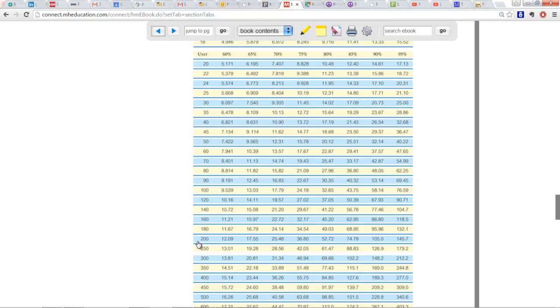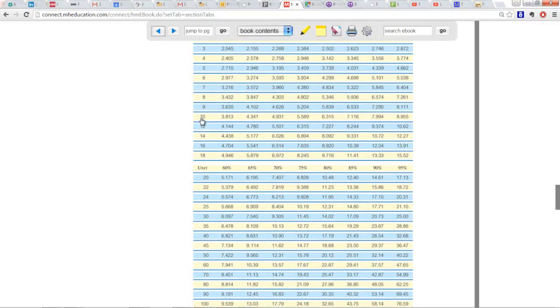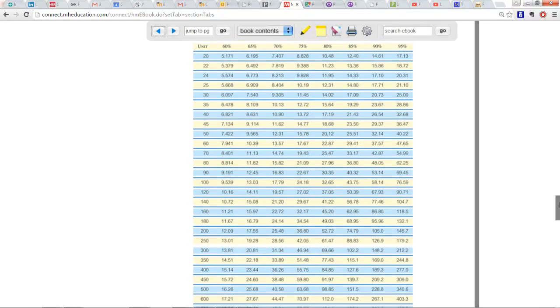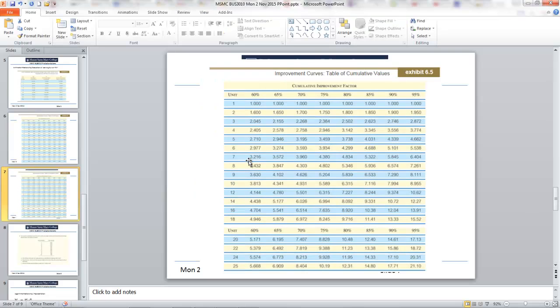So we have to figure out how long it took to do 200, and we've already calculated how long it's going to take to do 10. And we're going to subtract the first 10 from the total of 200. That is a typical way these questions are asked. So the way to calculate that, I'm going to take these numbers down here. So at 200 we have 12.09.